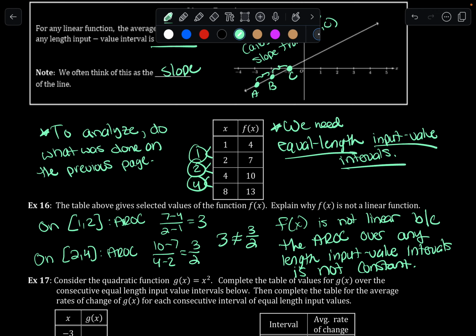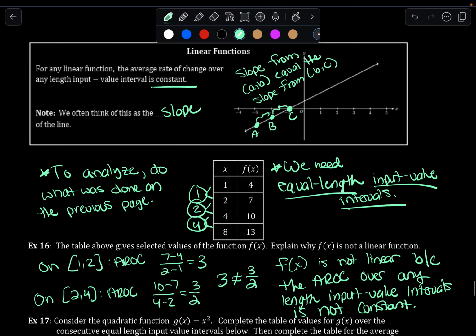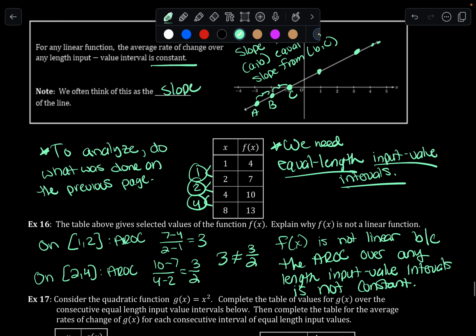So for constant, it would be any length input value interval, okay? Because you should be able to do a sliding scale, like whether my interval is here to here or here to here, it should have the same slope, the same average rate of change because it's a linear function, okay? But this one does not.